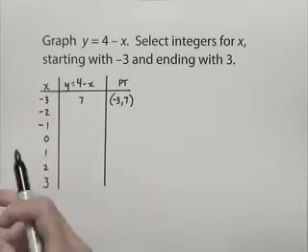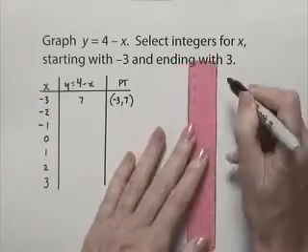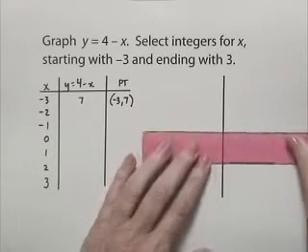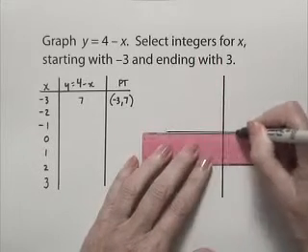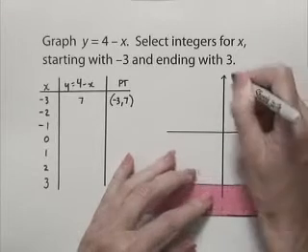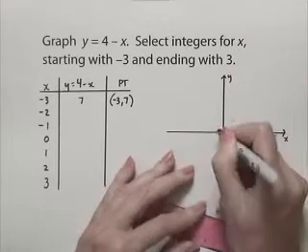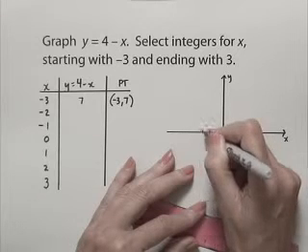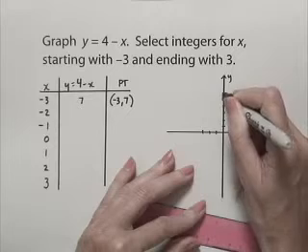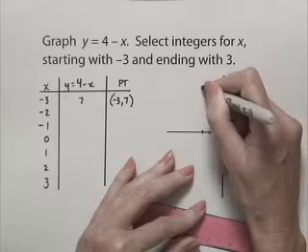Now, as we come up with the points, let's go ahead and place them on a graph. So I need to draw a set of axes, x and y. I'll go ahead and go 3 units to the left and 7 units up, and place our first point.